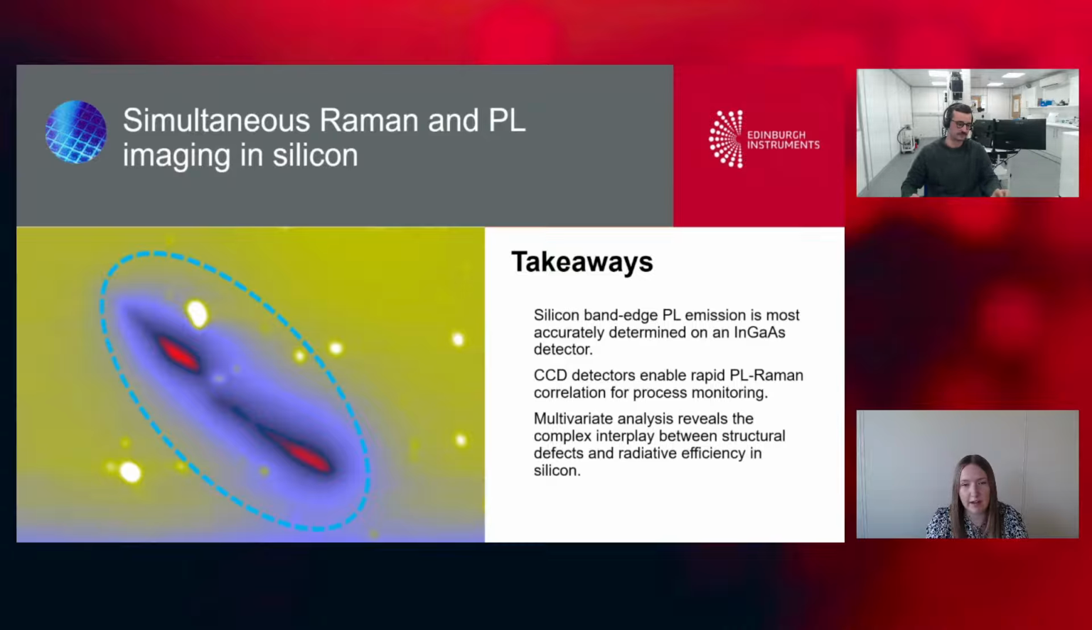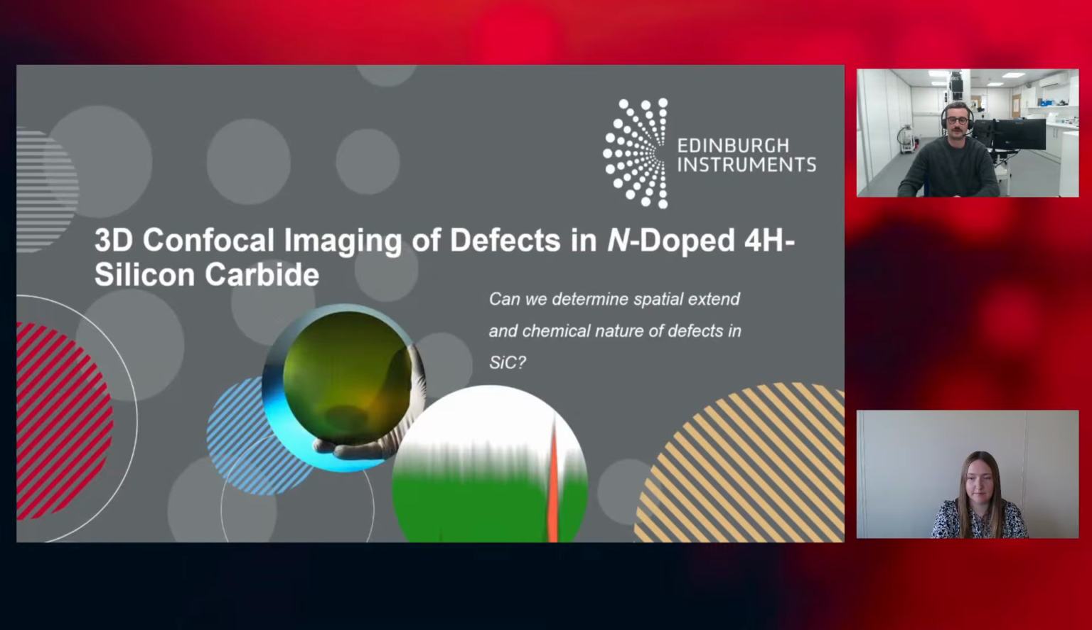Perfect. Thank you. And I believe we're now moving on to an example of silicon carbide. Yep. So silicon carbide, I'm sure anyone watching this will know, is a critical material for power electronics. In this case study, we'll explore how 3D Raman imaging can be used to determine both the spatial extent and the chemical nature of defects in silicon carbide, because these could lead to voltage failures or reduced performance within power electronics.